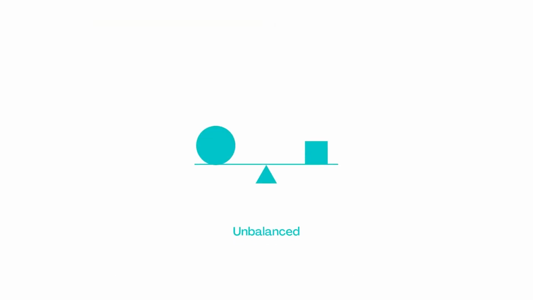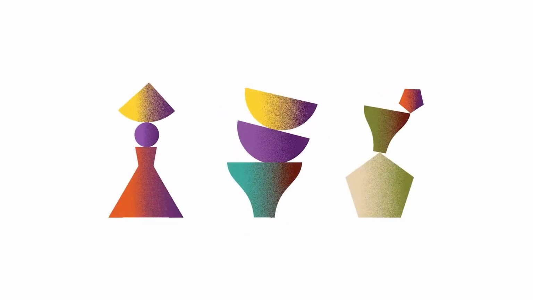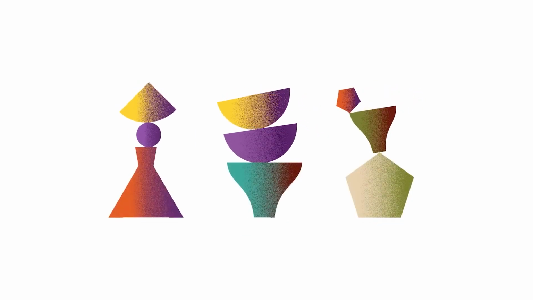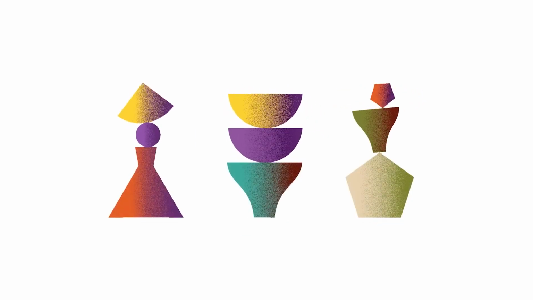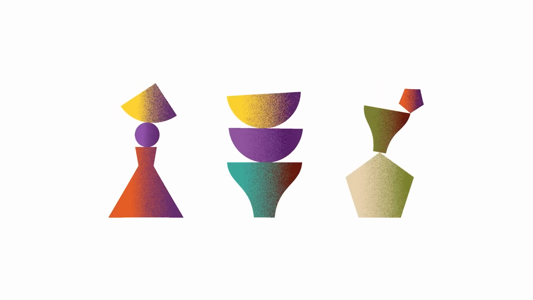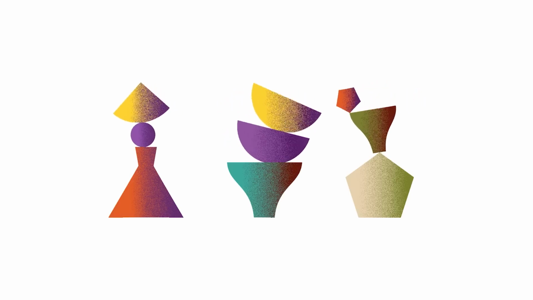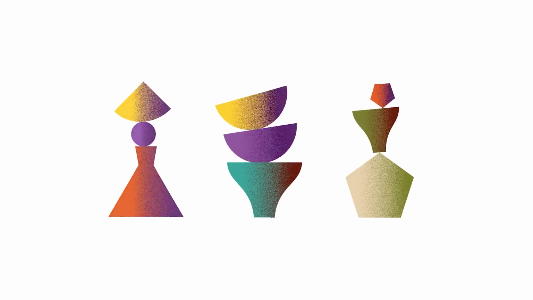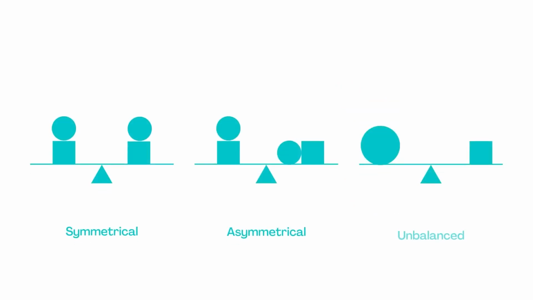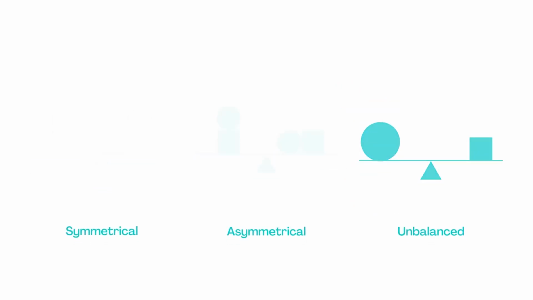Unbalanced design can be its own design technique too. For example, when we want to make our viewer feel like something isn't quite right, we make our design look unsteady on purpose. This is great for unnerving the viewer, like on a horror movie poster. Balance is one of the most important principles.